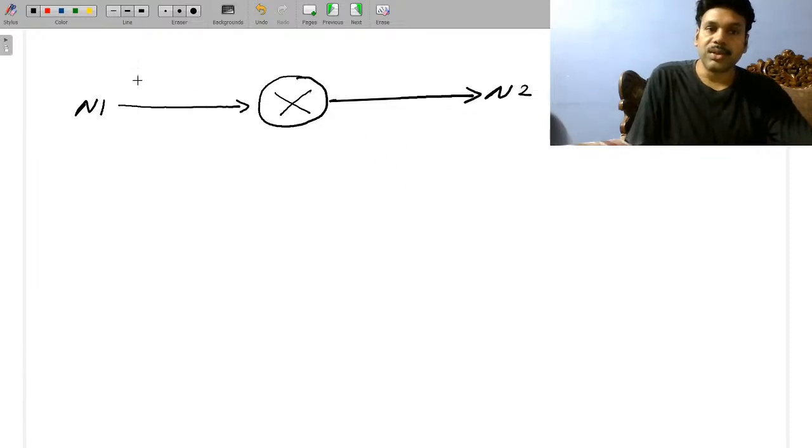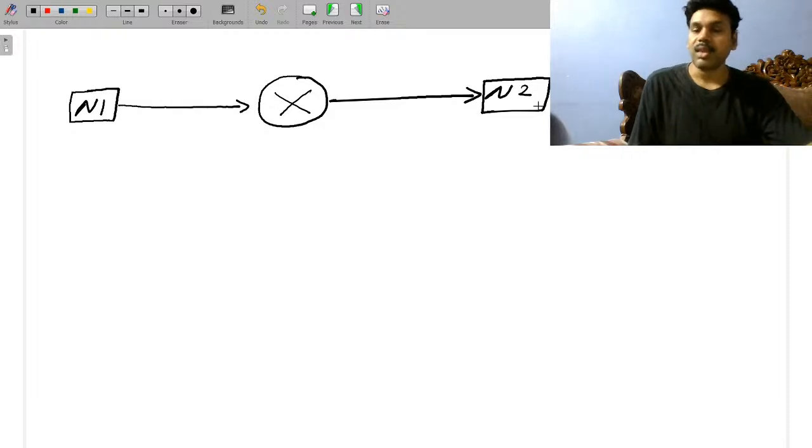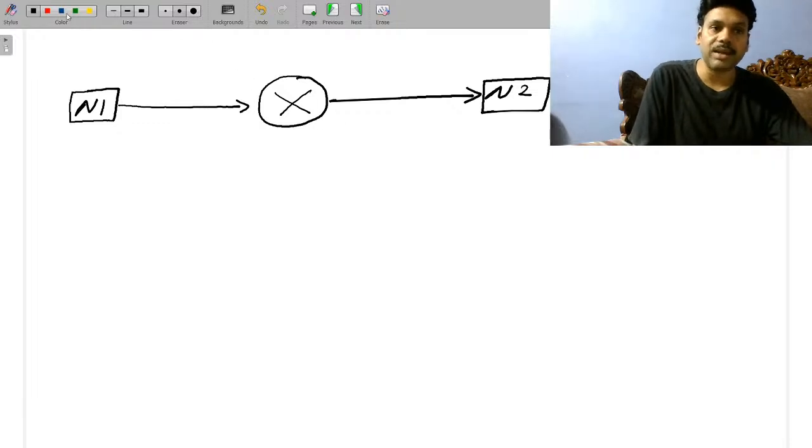Now I am telling you the very important secret, because now we are doing a LAN to LAN integration with the help of routers. I am making it into a WAN.